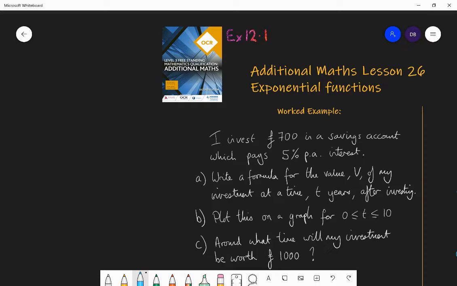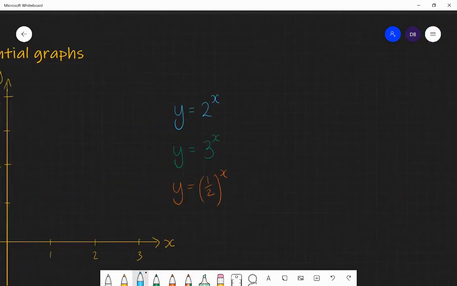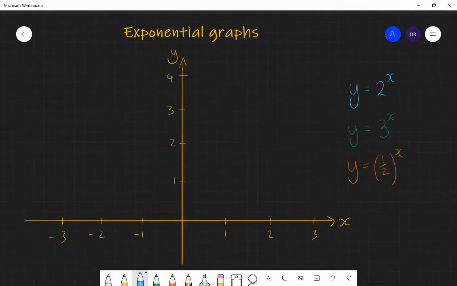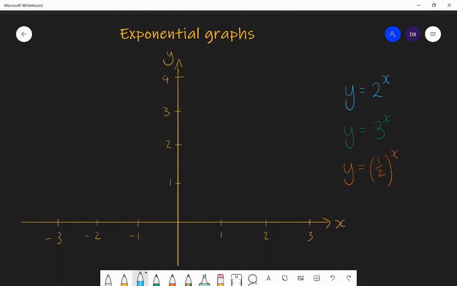Before we go through that question that I have for you, let's discuss what exponential graphs look like. We're going to plot the graphs of y equals 2 to the power of x, y equals 3 to the power of x, and y equals a half to the power of x. And you'll get a general sense of what exponential functions look like on a graph. So in each of these functions, the variable that we're going to be changing is in the exponent, or in the power, or in the index.